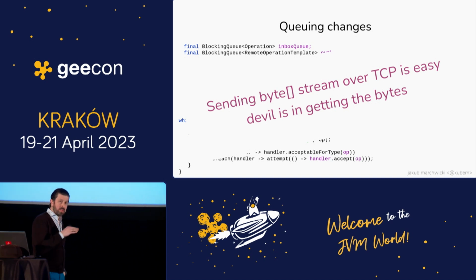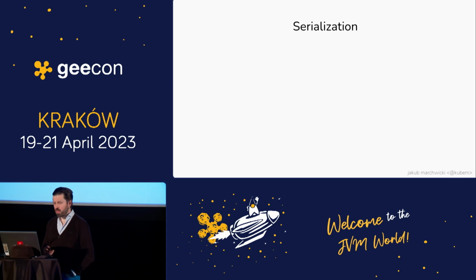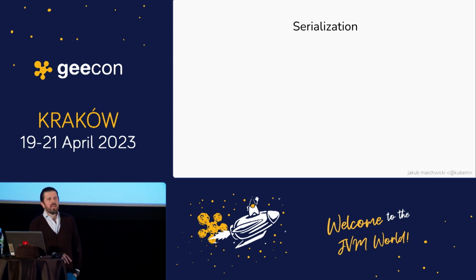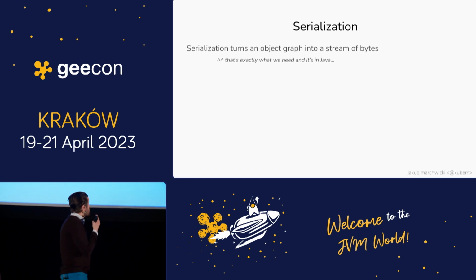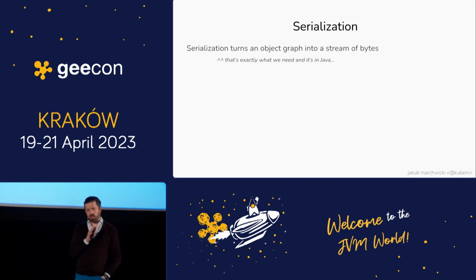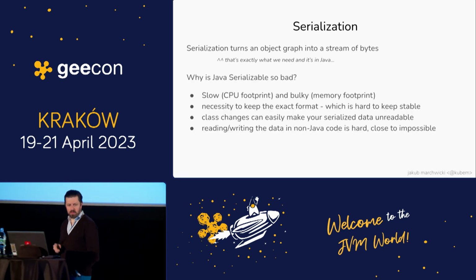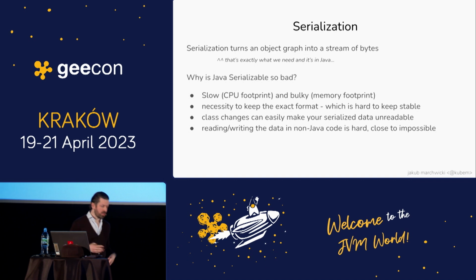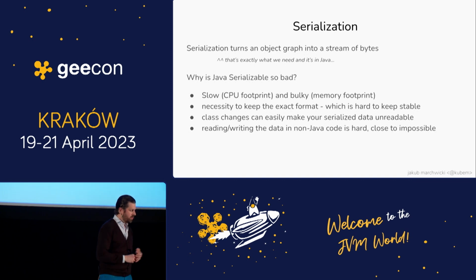But sending bytes over a stream, over TCP, is easy. The devil is in getting those bytes, and that's what we'll cover next. So, serialization. Again, you can say, hey, Java has serialization, why can't we use it? Well, we kind of can, because Java serialization turns our object graph into a stream of bytes, and that's exactly what we want. Though it has some deficiencies, and if you drill down a little bit further, they say it's bulky and very CPU heavy.